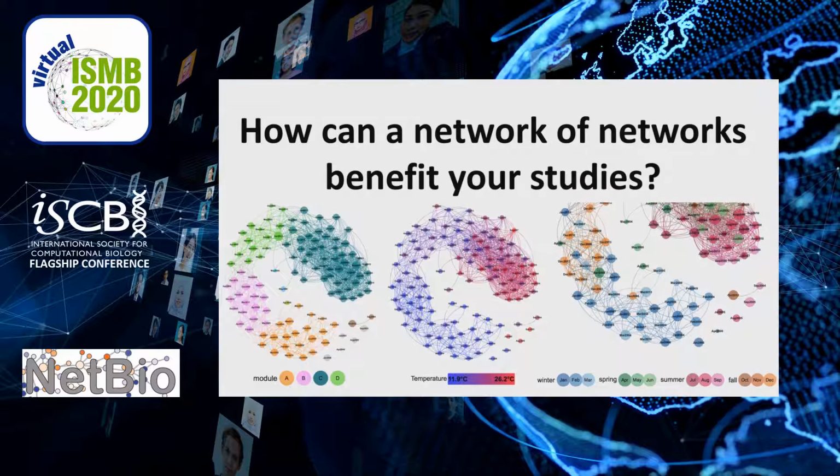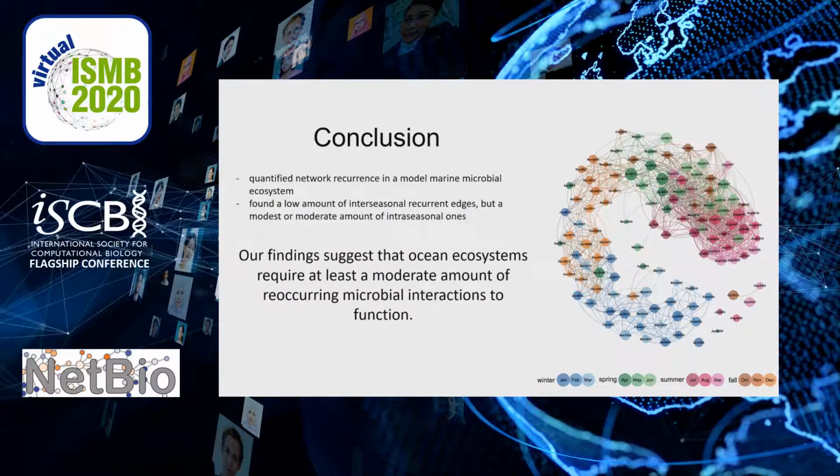Here, I presented the approach of generating a network of networks. There are various applications, so if I sparked your interest, let's have a chat. To conclude, we quantified network reoccurrence in a model marine microbial ecosystem. There was a low amount of interseasonal recurrent edges, but a modest to moderate amount of intraseasonal edges. All in all, our results indicate that ocean ecosystems require at least a moderate amount of recurring microbial interactions to function.